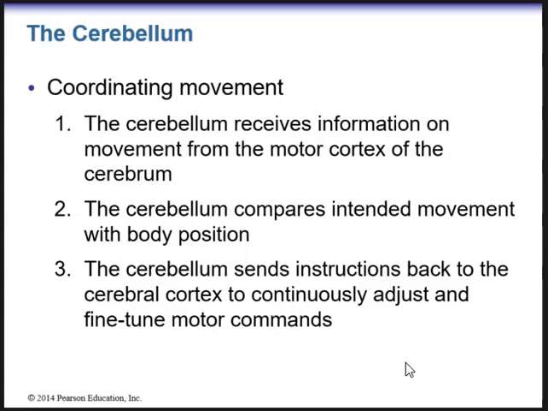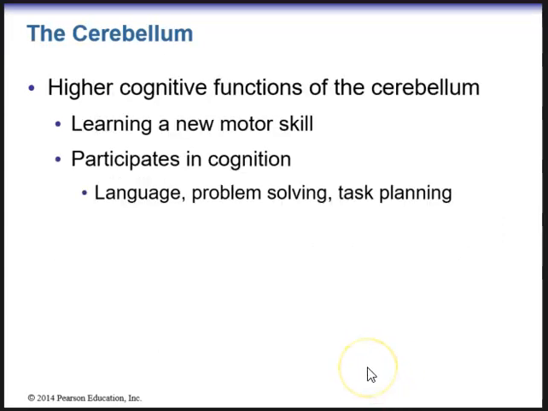The cerebellum then compares intended movement with body position. The cerebellum will then send instructions back to the cerebral cortex to continuously adjust and fine-tune motor commands. There are other higher cognitive functions of the cerebellum, such as learning a new motor skill, like playing the piano or an instrument, or learning how to play a sport. It also participates in cognition, such as language, problem solving, and task planning.